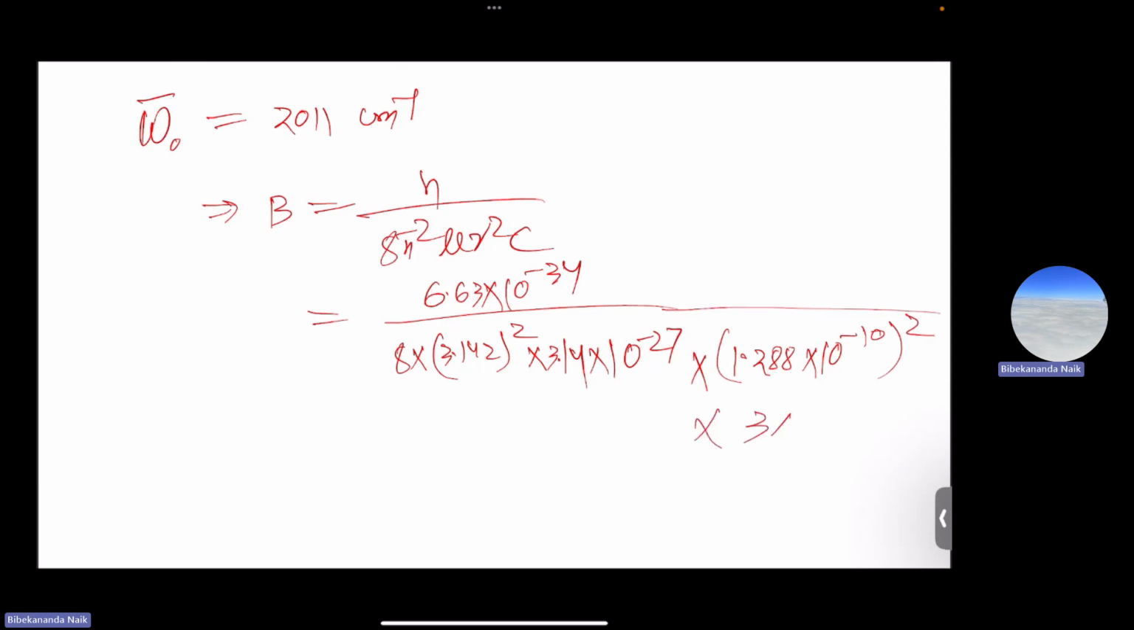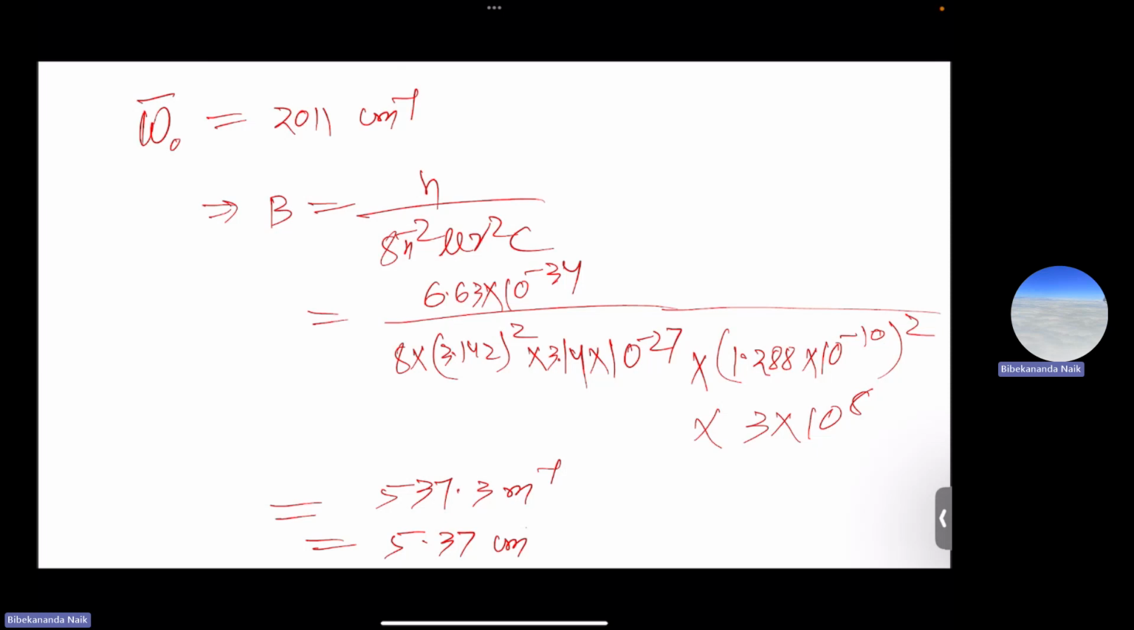Then C is 3 into 10 to the power 8. So if you calculate it, it will give 537.3 meter inverse, that is 5.37 centimeter inverse. Now we got the value of B. Now if the value of B is given, what do we need to find? We need to find the third line of each P and R branch of the DCl molecule.